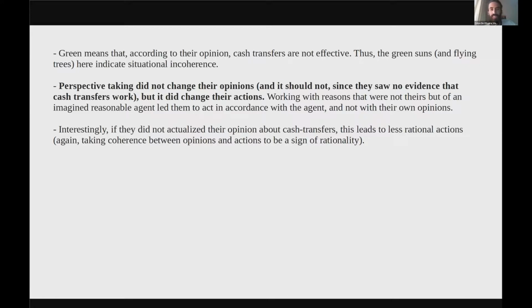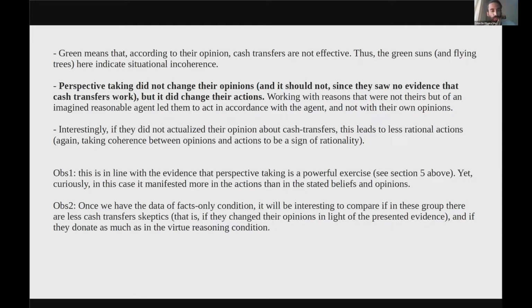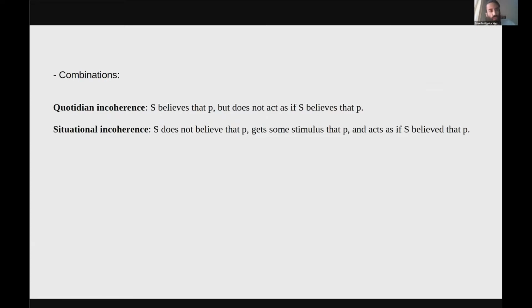It leads to some sort of incoherence, I guess, but once again it confirms the weird power of taking the perspectives of others, because it did have an influence on the immediate action, even if it did not on their stated beliefs. And here it's going to be really interesting to compare with the facts only condition, to see if facts are more effective at leading to action in comparison to this perspective taking. So these are the two sorts of incoherence that we have identified, and we are excited to explore further.